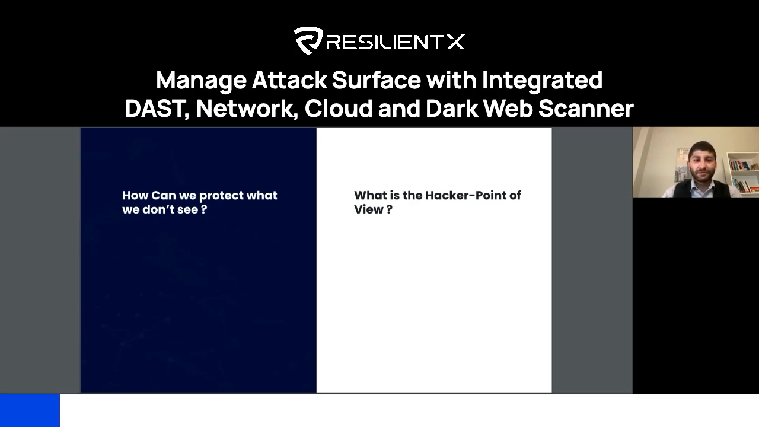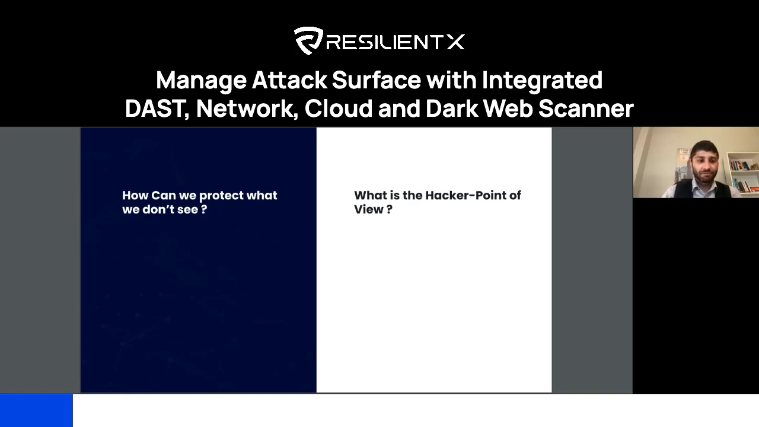Of course, in this case, we are talking about digital infrastructure and digital assets. These assets might be unknown to us, but they're not unknown to some attackers, because in many scenarios, this digital infrastructure is exposed to the internet. So the second question is, what is the hacker point of view? The hacker's point of view of our company, our organization, is the most important part, and it's the first line of defense.